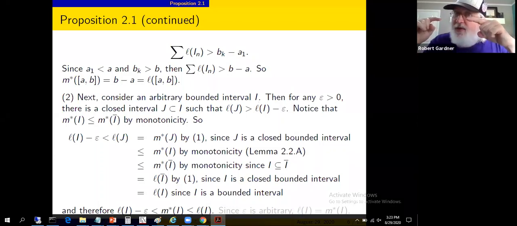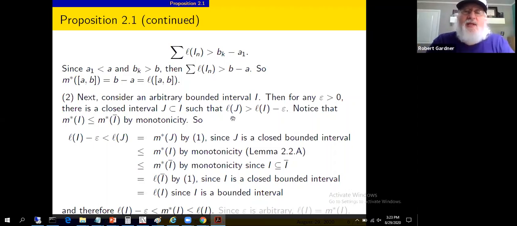I don't know if that interval includes endpoints or what. Well, if I go inside a little bit, then I can include endpoints. So we can go inside the bounded interval I with a closed and bounded interval J, and make the length of J close to, but less than, the length of I. The epsilon is the close to, the minus is the less than. So length of I minus epsilon is less than the length of J. Close to and less than is the idea.